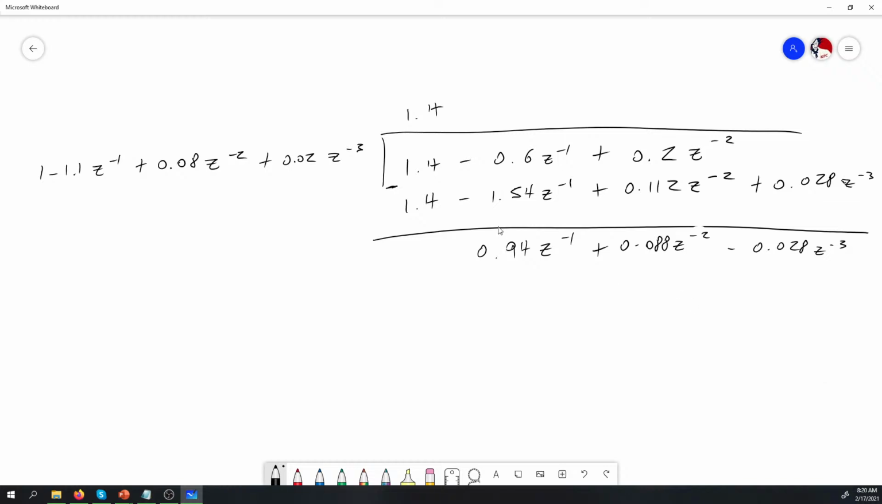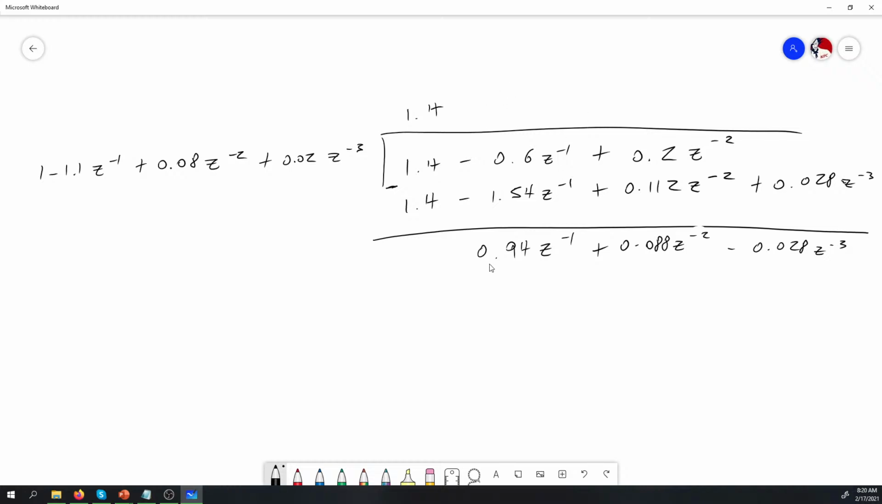So now that we have our remainder term here, we can continue our long division by using the first term of the remainder and dividing it by the first term of the denominator, and continue our division up to a certain term. I'm just going to continue division up to the z to the minus 2 term as the quotient result of our long division.